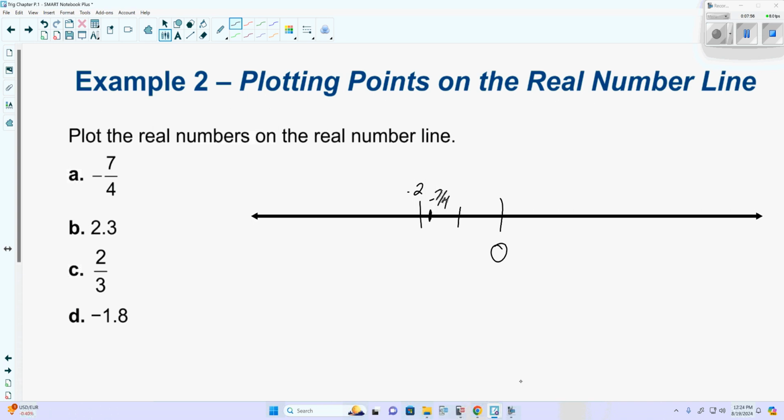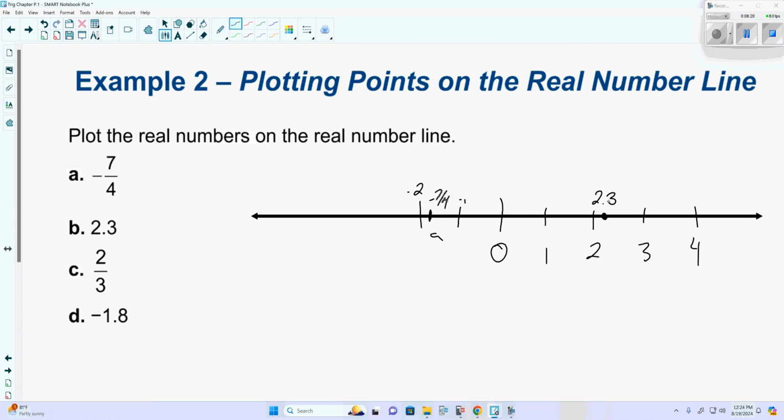So that's our A. This here. B, 2.3. We can say 1, 2. Well, 2.3 is going to be a little bit after 2.